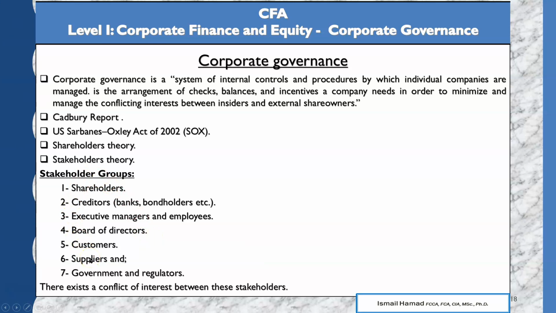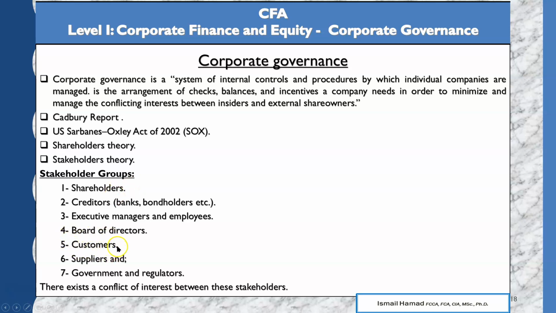You can see that there is a conflict of interest among these groups, one interest directly conflicting with another. Let us give some examples. Let us say that if we increase the salaries of managers and employees, that will lead to lower profit. That will go against shareholders' interest. Shareholders' interest is to have as huge a profit as possible.